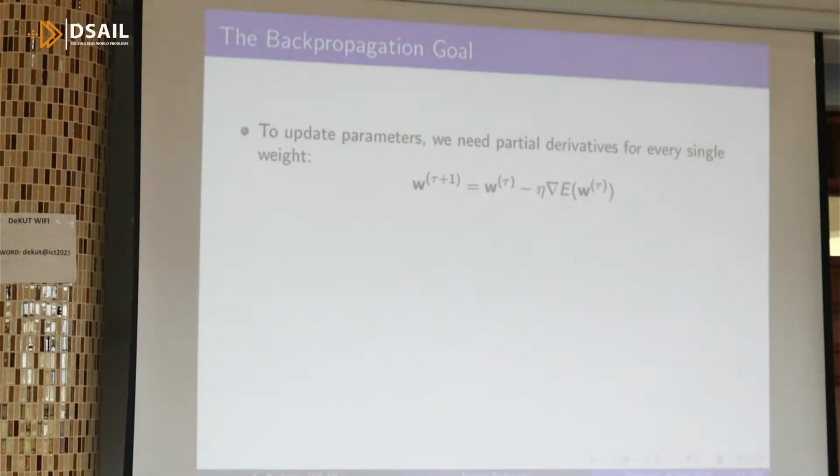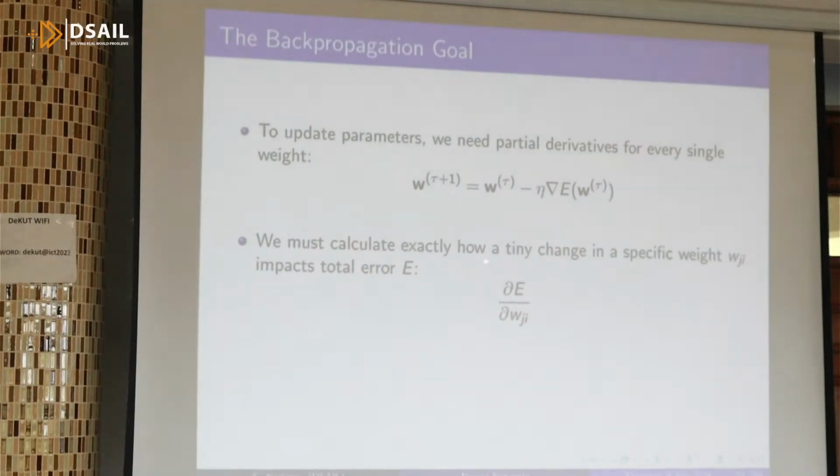So in order for us to update the weights, we already said that we need to perform a gradient. This operation here is a gradient of the error surface. We must calculate exactly how a tiny change in a specific weight, Wji, impacts the total error. You see, we have billions of weights in the model that we are training, and each one of those weights has a certain impact on the error surface. We need to understand how every single weight is affecting the error surface. That's what the computation means, isn't it?